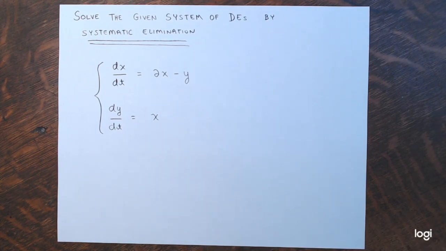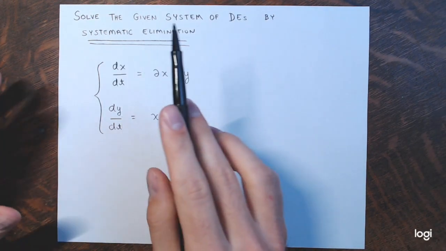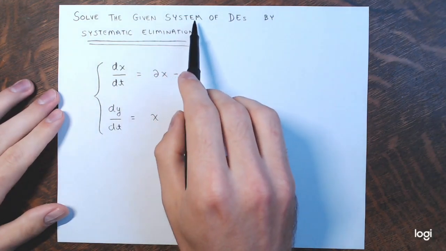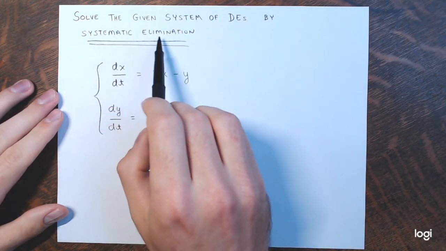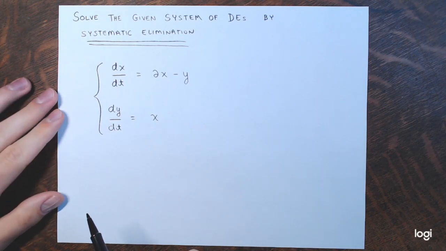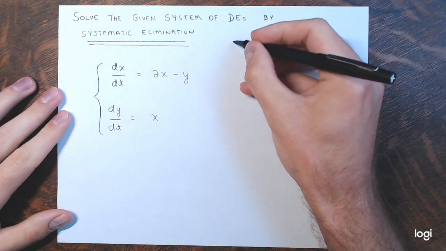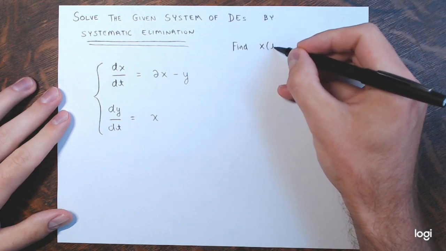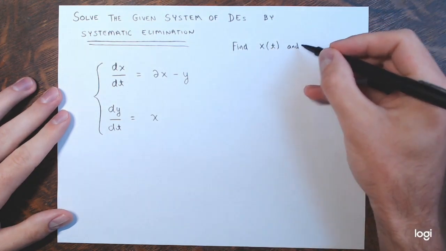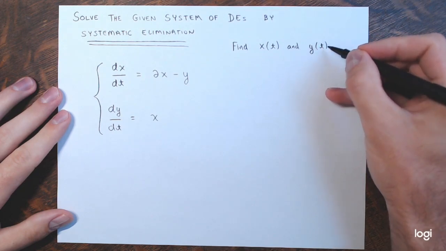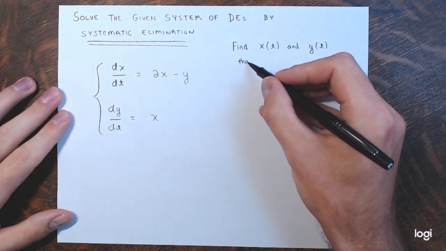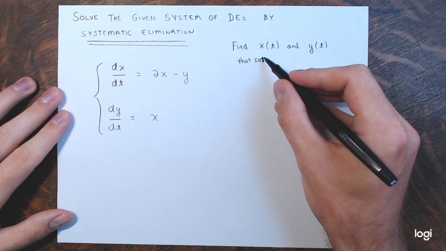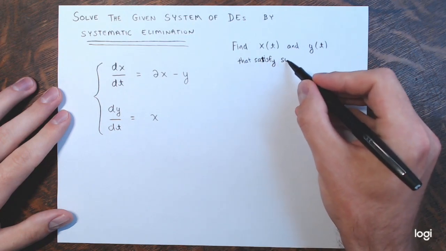Alright, so in my first example, I have the same instructions for all. I'm going to go over 3 of these. Solve the given system of differential equations by systematic elimination. So again, in all 3 examples, I'm trying to find 2 functions: a function x that depends on t, and a function y that depends on t, that satisfy the system, both equations in the system.